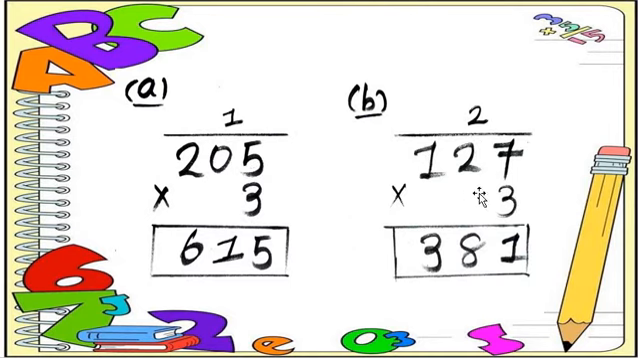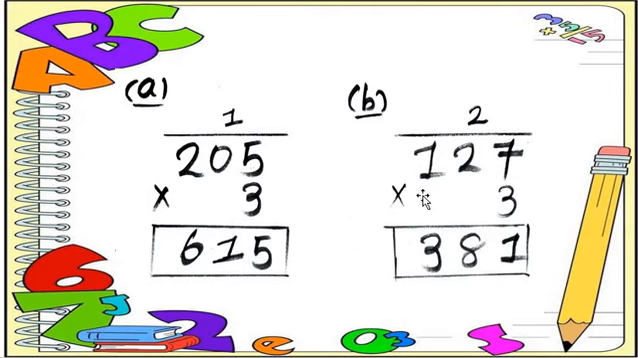Question number B is 127 multiplied by 3. So 3 sevens are how many, all students? 3 sevens are 21. Put 1 here and 2 as a carry. Then 3 twos are 6, and 6 plus 2 is 8. So we put 8 here. Understood? Then 3 ones are 3.